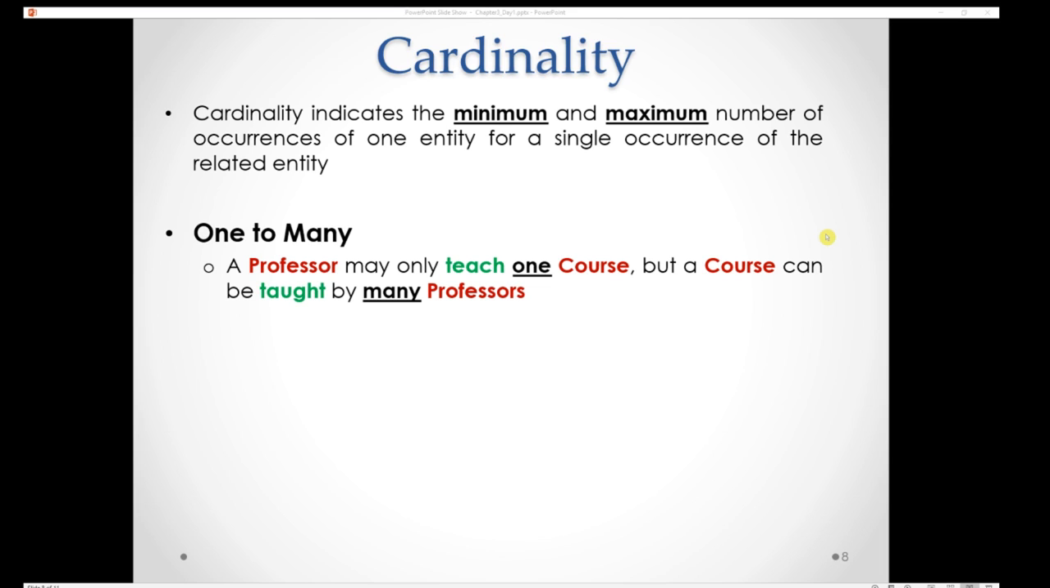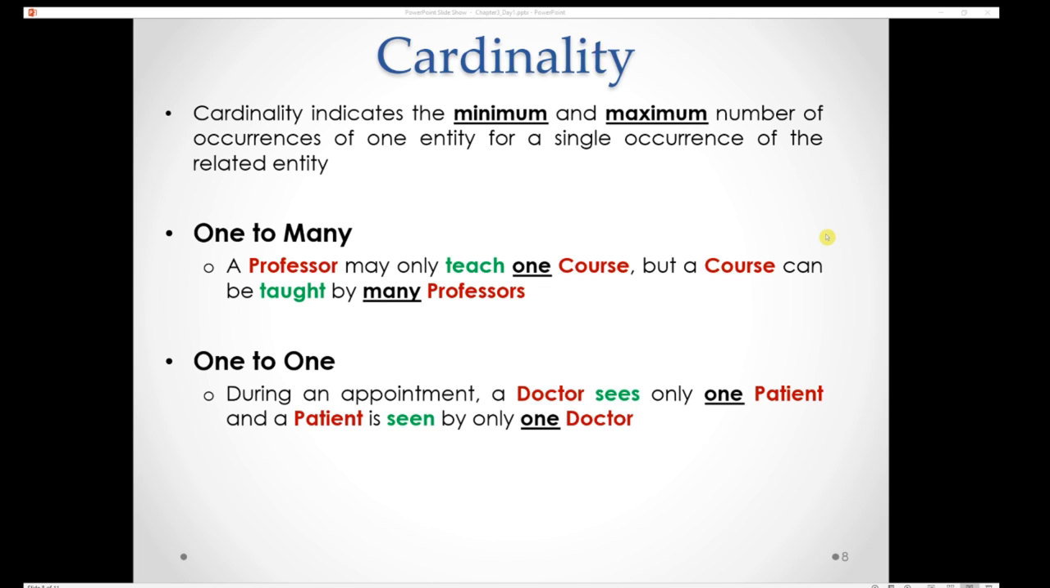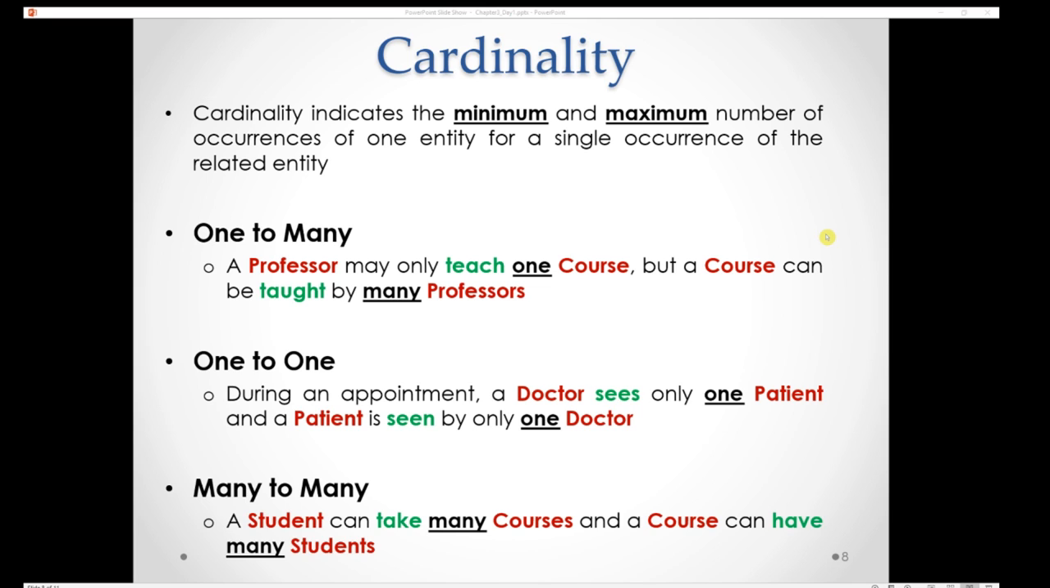So in the Hogwarts case, we have that a professor may only teach one course, maximum, but that a course can be taught by many professors, maximum. This sentence does not address the minimum cardinality. The second maximum cardinality type is one-to-one. In this case, during an appointment, a doctor sees only one patient, and a patient is seen by only one doctor. The last maximum cardinality type is that of many-to-many.